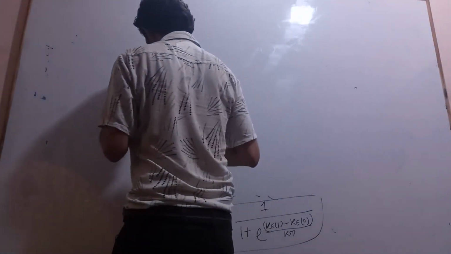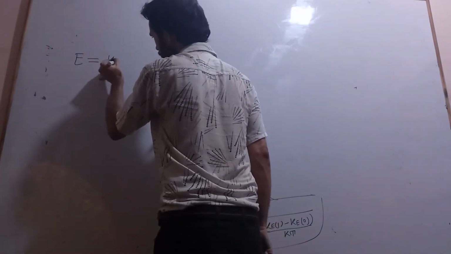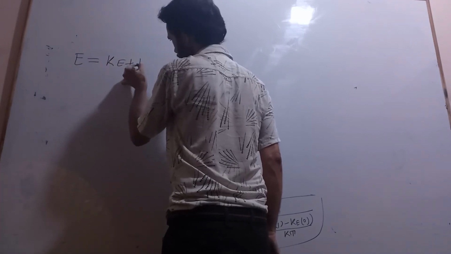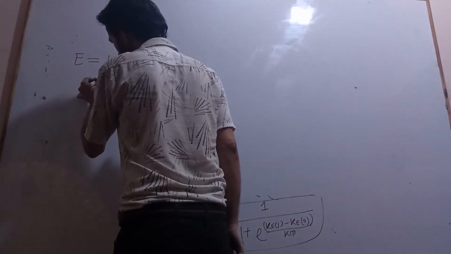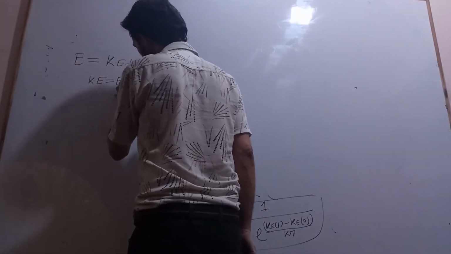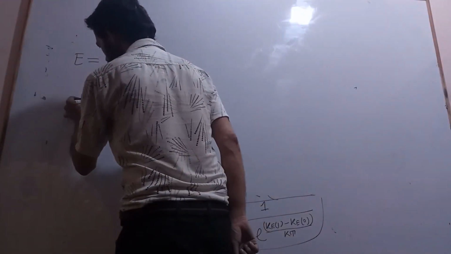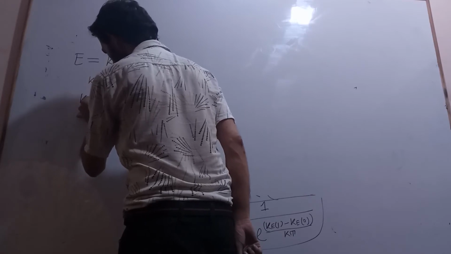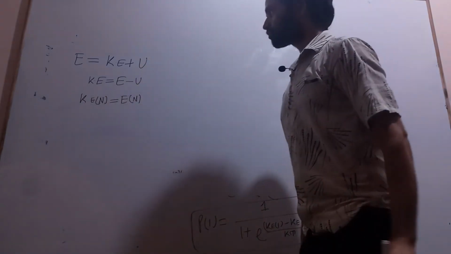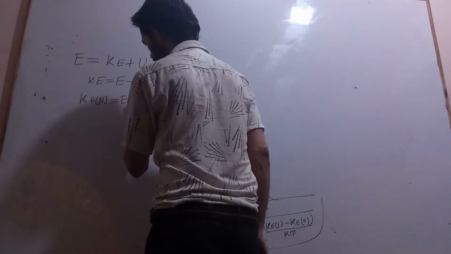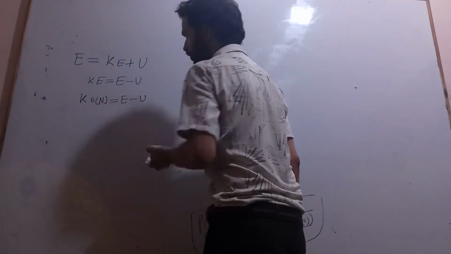Next, as we know very well, total energy is equal to kinetic energy plus potential energy. Therefore the kinetic energy is equal to total energy minus potential energy. Now see here, this kinetic energy is a function of N particles, so the total energy is also a function of N particles. So we will take it as total energy only, total energy E minus U.